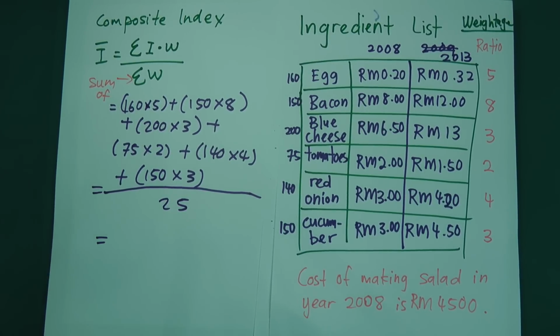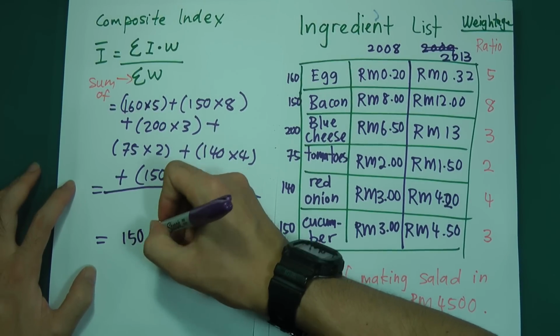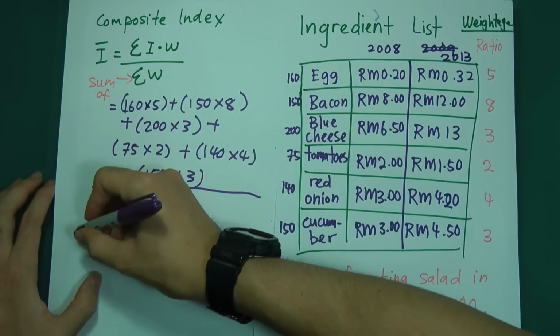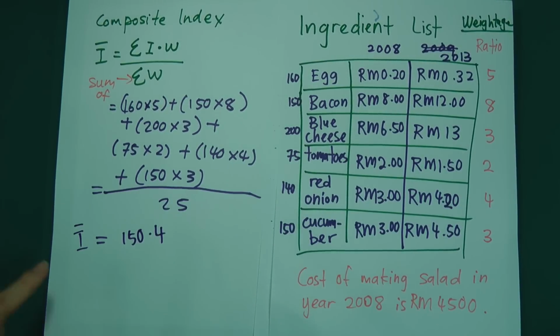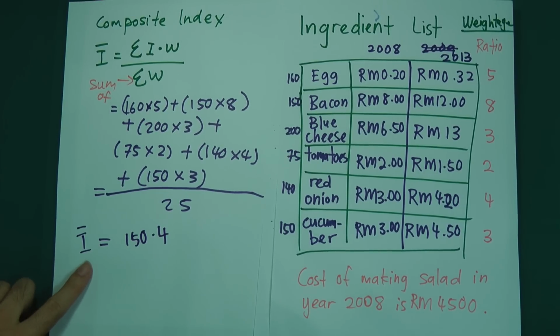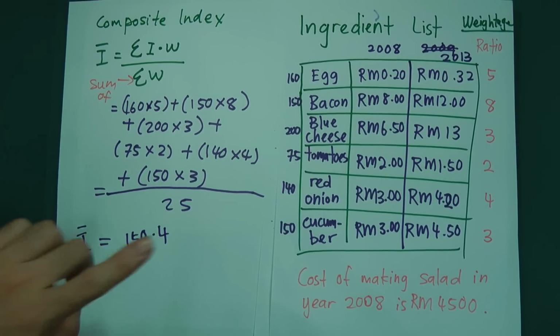After that you just press the calculator: 160 multiplied by 5, plus 150 multiplied by 8, plus 200 multiplied by 3, plus 75 multiplied by 2, plus 140 multiplied by 4, plus 150 multiplied by 3, and then divide by 25. The answer is 150.4. This is the composite index of making a salad.